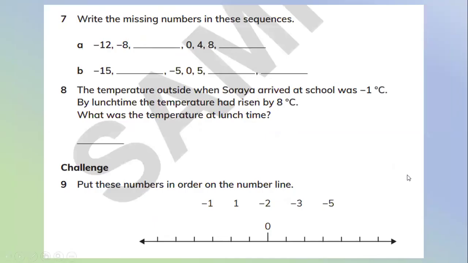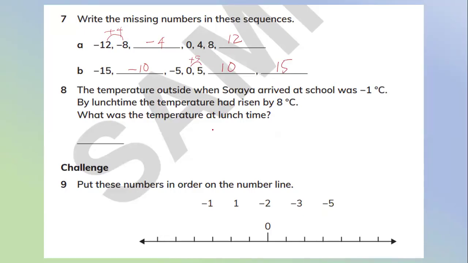Number 7, write the missing numbers in these sequences. -12, -8, we have to add 4. So another 4, -4, and 0, 4, 8, and another 4 is 12. Part B, -15, -5, 0, 5. 0 to 5 is add 5. So we add 5, -10, and another 5 is 10 and 15.